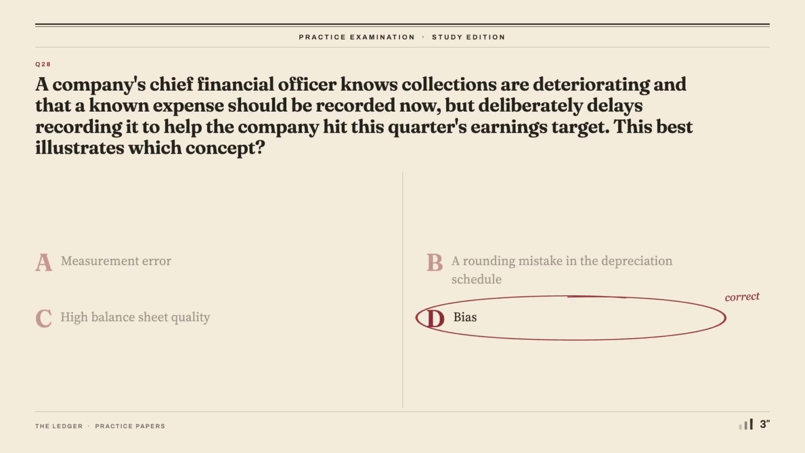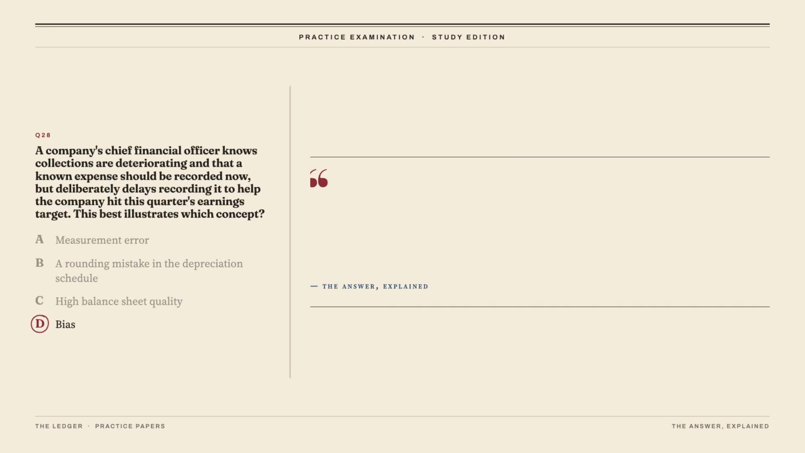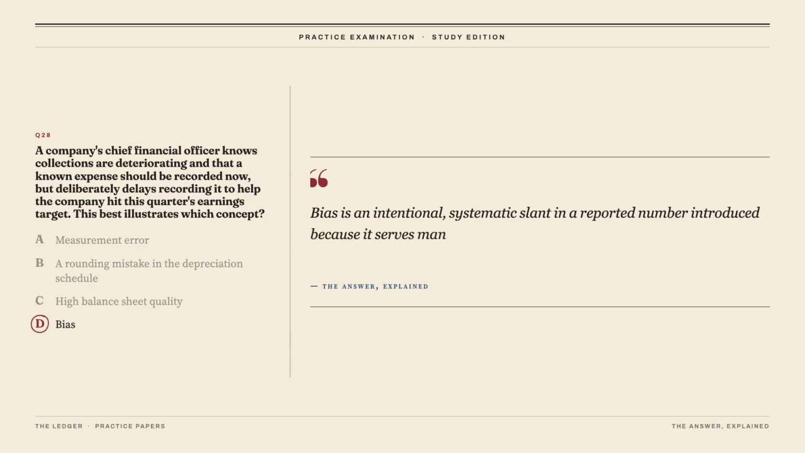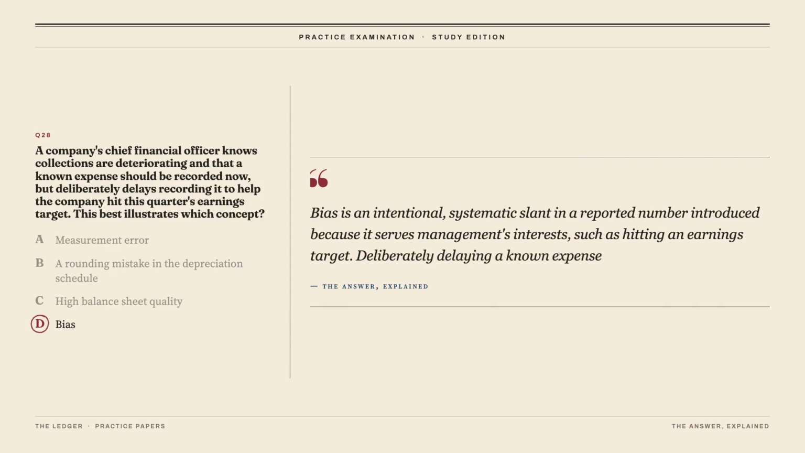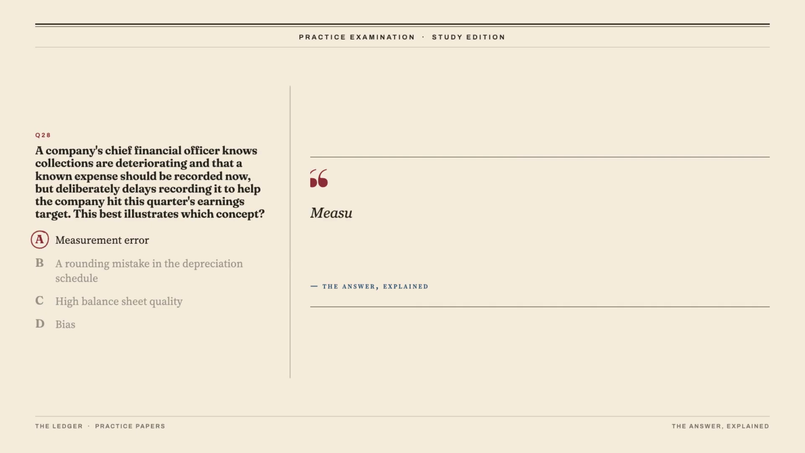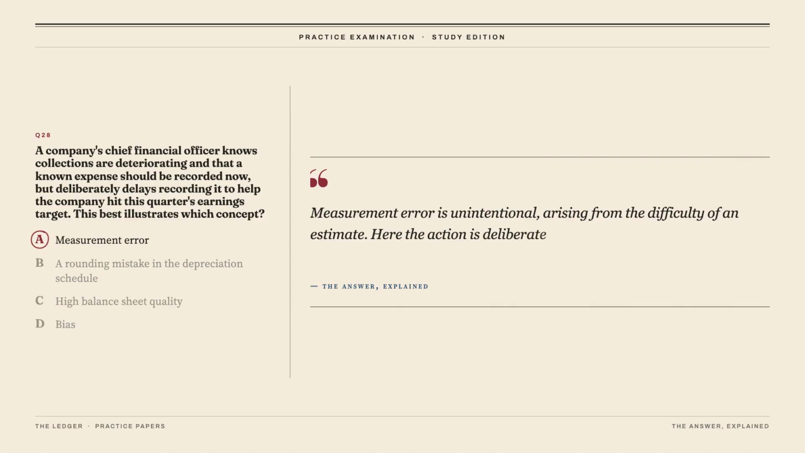The correct answer is D, bias. D is correct because bias is an intentional, systematic slant in a reported number introduced because it serves management's interests, such as hitting an earnings target. Deliberately delaying a known expense to shape the quarter is a clear example of intent-driven bias, rather than an honest estimation gap. A is wrong because measurement error is unintentional, arising from the difficulty of an estimate. Here the action is deliberate, which is the opposite of measurement error.